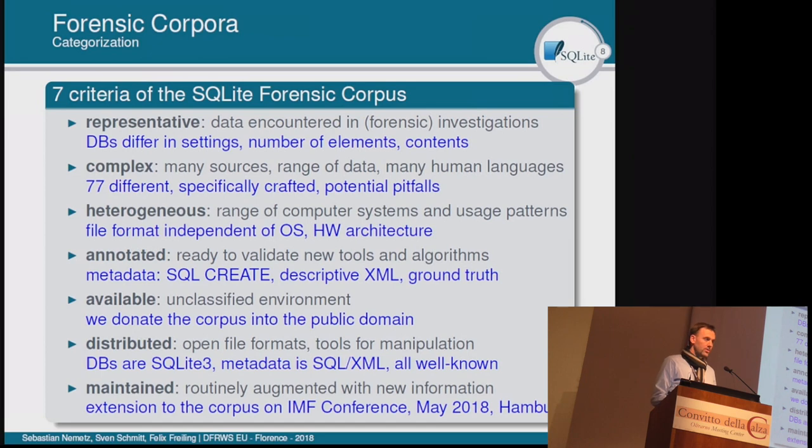The corpus has a low complexity, I'd say. We have 77 different files, meaning 77 different scenarios, which is good, but the complexity could be higher. This is something to improve by extensions to the corpus that probably the future will come up with. It should be heterogeneous.